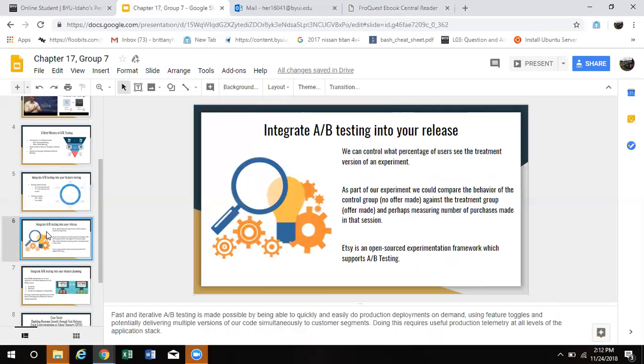All right, integrate A/B testing into your release. We can control what percentage of users see the treatment version of an experiment. Fast and iterative A/B testing is made possible by being able to quickly and easily do production deployments on demand, using feature toggles and potentially delivering multiple versions of code simultaneously to customer segments. Doing this requires useful production telemetry at all levels of the application stack.